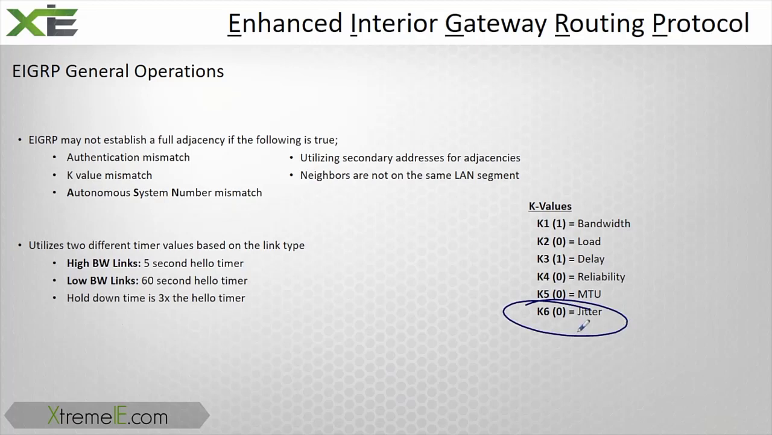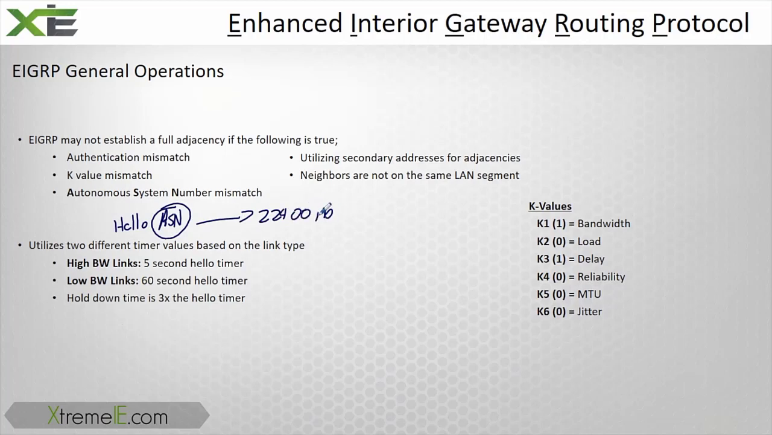This is not going to be in classic mode. So if you don't see that, you're most likely in classic mode. Autonomous system number must match. Remember that this is in that hello packet. So in the hello packet is actually going to be our ASN. And if in that hello packet, when we send it out to 224.0.0.10, we don't see the right ASN in that packet, we're not going to form an adjacency.